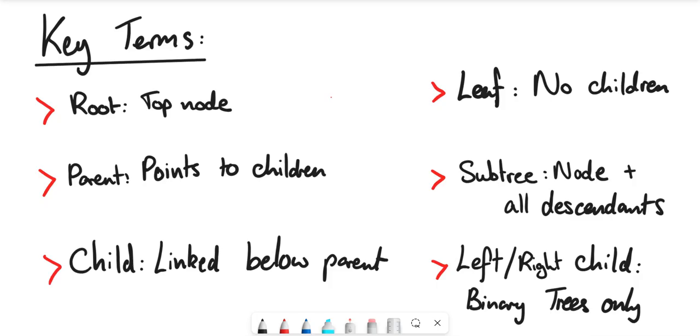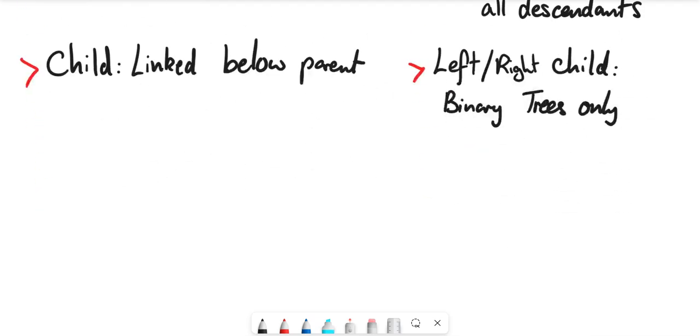In a binary tree, each parent can have up to 2 children, a left child and a right child. These terms aren't just definitions, they're also used in IB pseudocode and tree traversal problems. You'll need to recognize and label them in both diagrams and explanations. So let's walk through a basic tree and label these terms together.